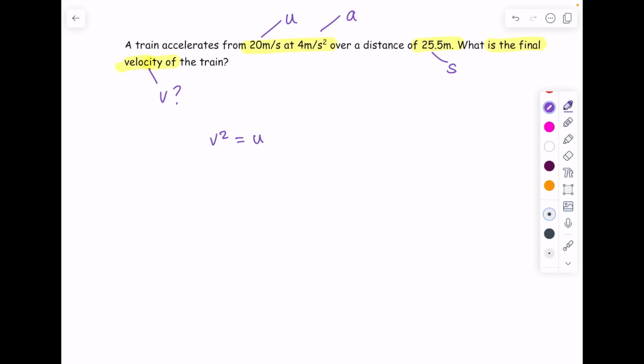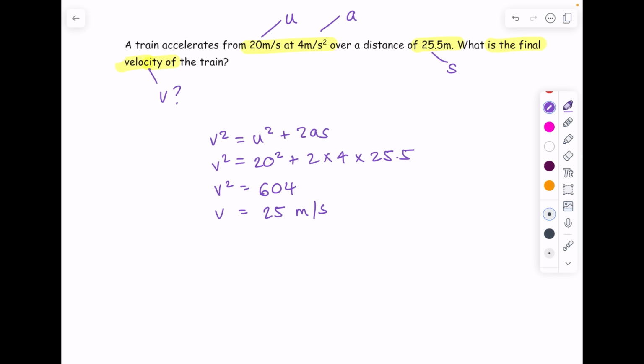Write your equation out nice and neatly. Line up all your equal signs. Substitute in your values. We're after V squared. What is our initial speed? Well, we're told it's 20. Our acceleration is 4. And our distance is 25.5. Put that into your calculator and you'll get 604, and then square root to find V. To two significant figures, the answer is 25 meters per second.